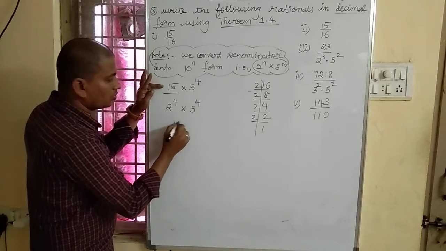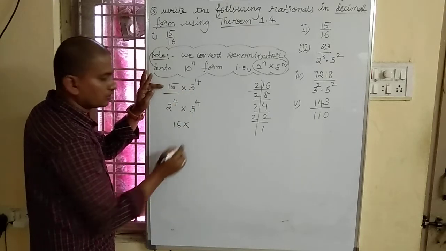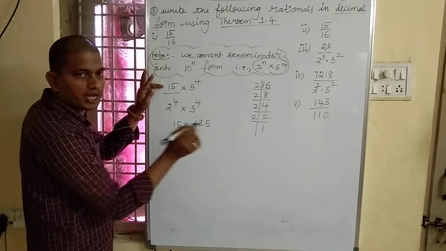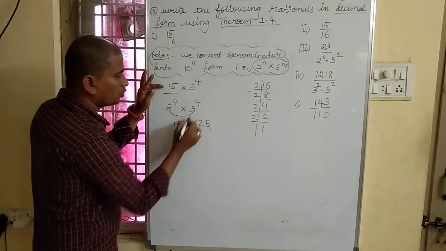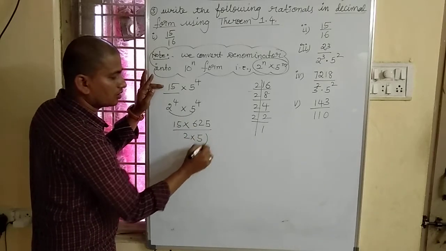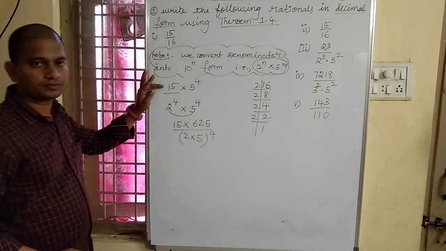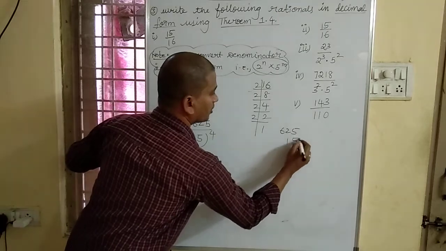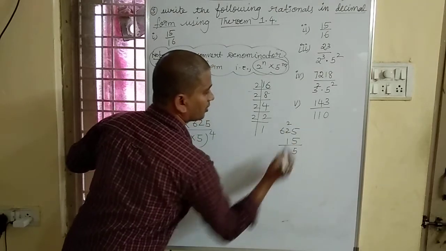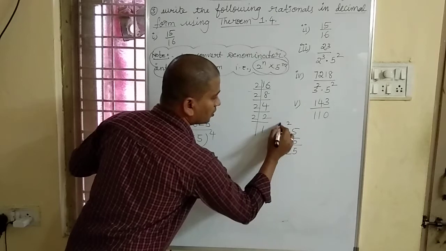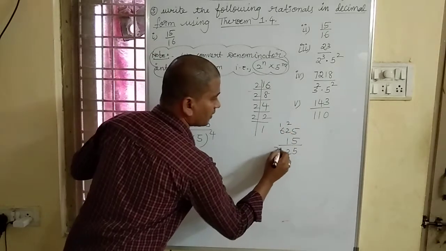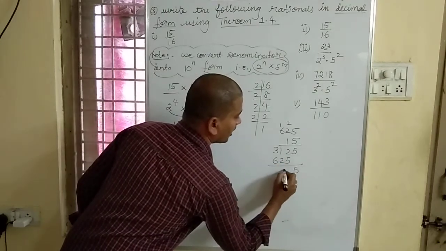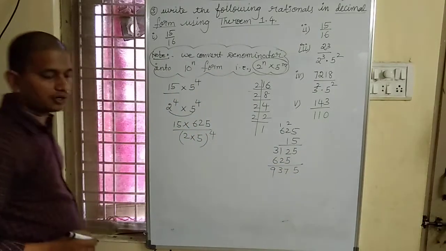So 15 into 5 to the power of 4, which is 625, 5 into 5 into 5 into 5, by 2 into 5 whole to the power of 4. So 625 into 15: 5 5s are 25, 5 2s are 10 plus 2, 12, 5 6s are 30 plus 1, 31, which is 9375.